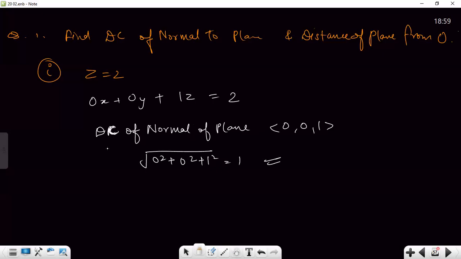If these are the direction cosines, then we know r vector dot n cap, where n cap is 0i plus 0j plus 1k, so actually it's k cap only, equals 2. When this is a unit vector, then this d is the distance from the origin itself. So this 2 units is the distance from the origin. That is our answer: 2 units, and the direction cosines are 0, 0, and 1.